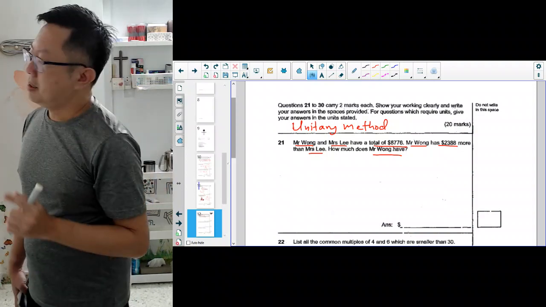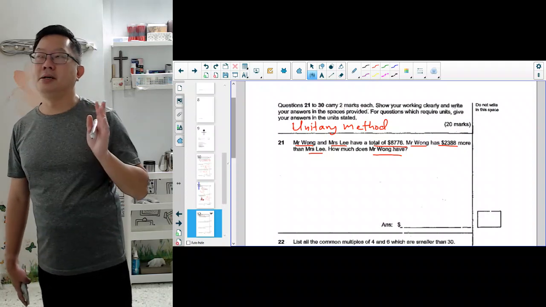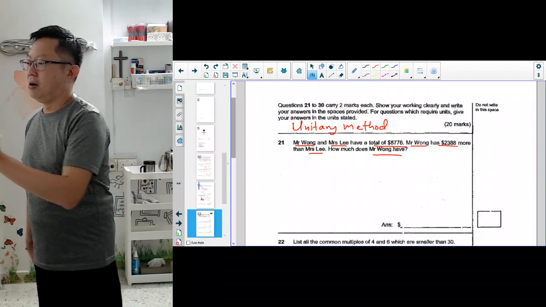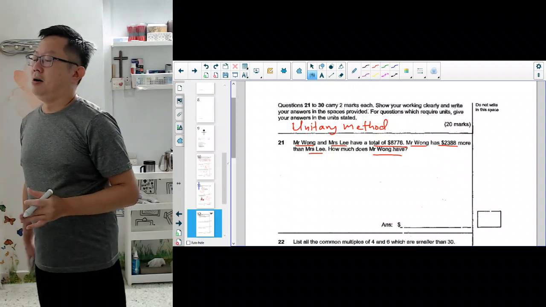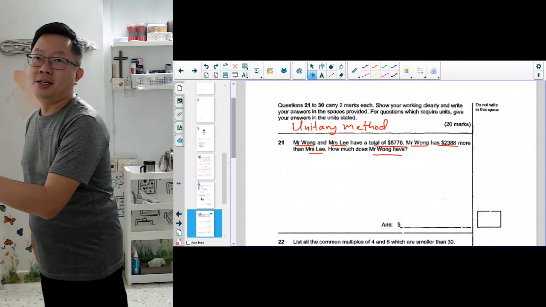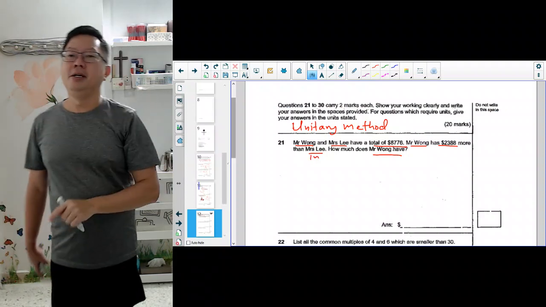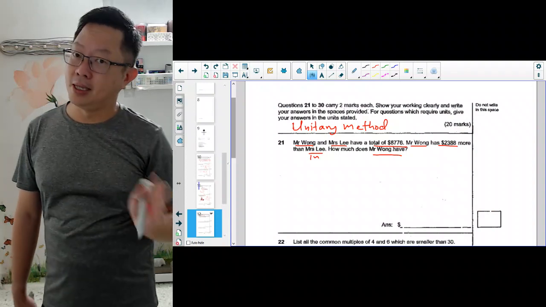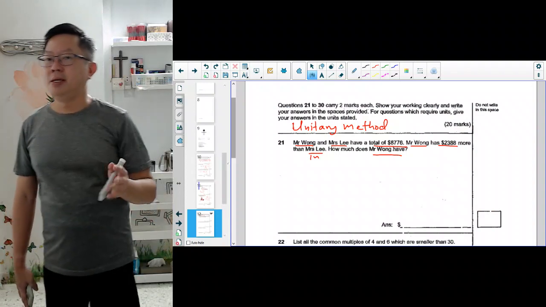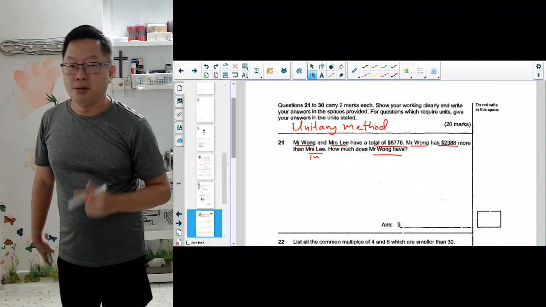Now the person who has less money, or the smaller group, or somebody who is smaller, or something that's lesser, what is that? That is 1 unit. Okay, so what is 1 unit? Now 1 unit is referring to somebody who has less money, or something that is lighter, something that is smaller. So that is 1 unit.